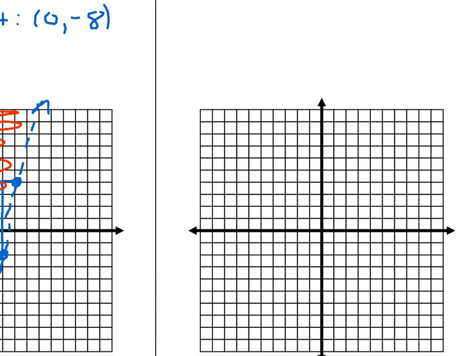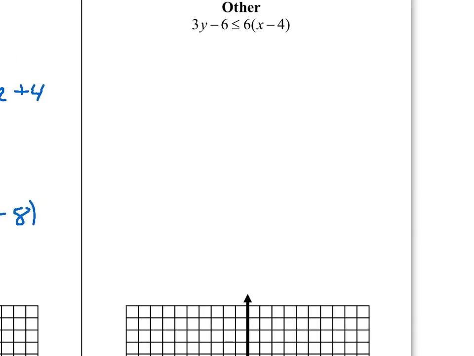And we'll do one last problem. All right, this one is an other form. What's the first thing that I need to do here, Mauricio? Leave, chain, switch, and distribute. It's going to give me 3y plus negative 6 is less than or equal to 6x plus negative 24. Next step, Noemi. Add a positive 6 to both sides.